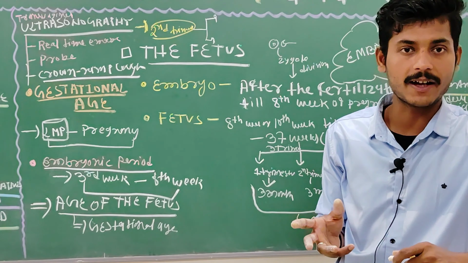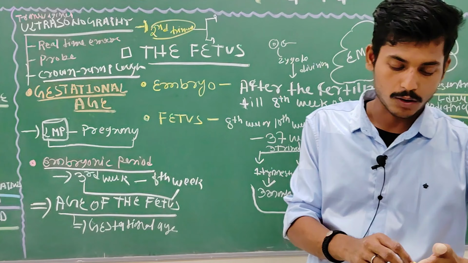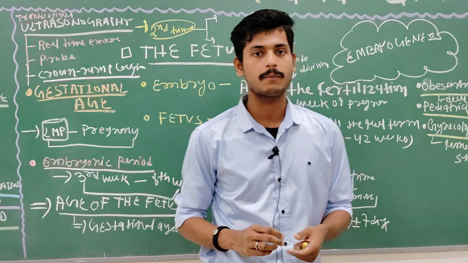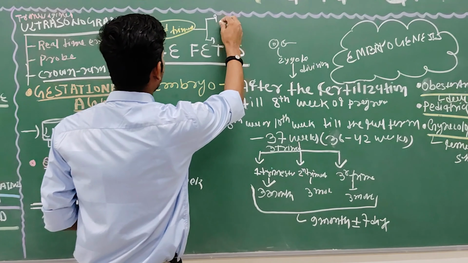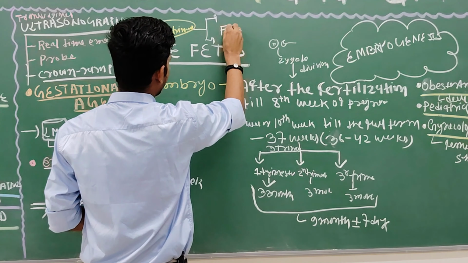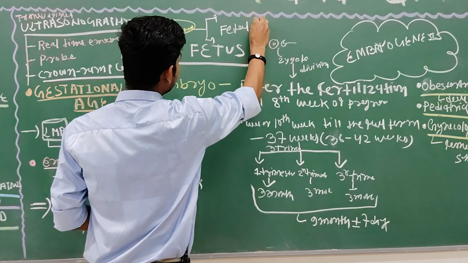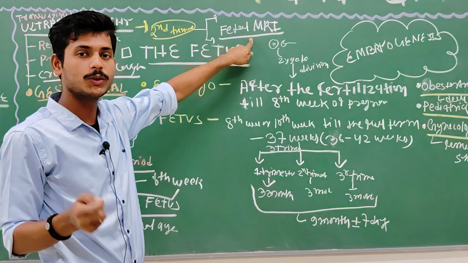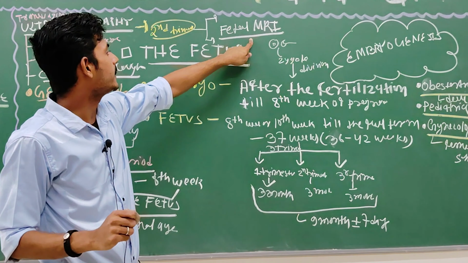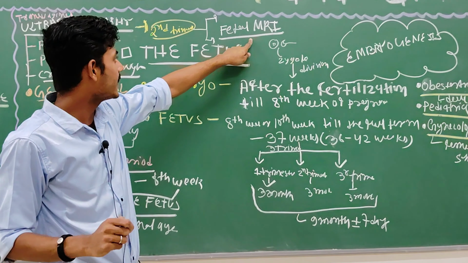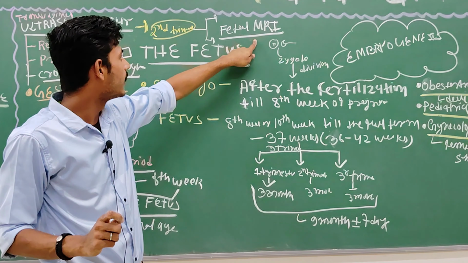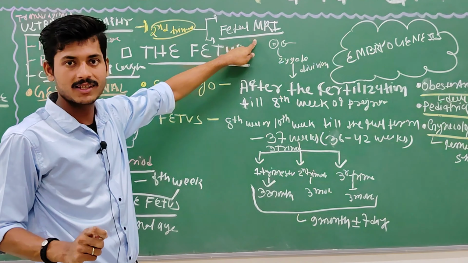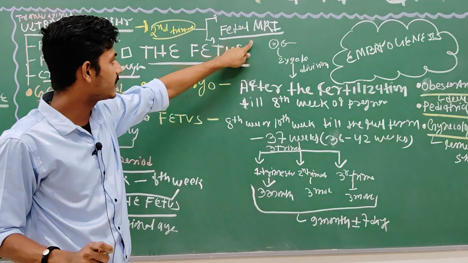So there is one more technique, started in 1983, called the fetal MRI, fetal magnetic resonance imaging, or fMRI. It is one of the imaging techniques. Why is it better? Because it detects minute changes, and secondly, it does not emit any kind of radiation. And yes, it's expensive, but it helps.